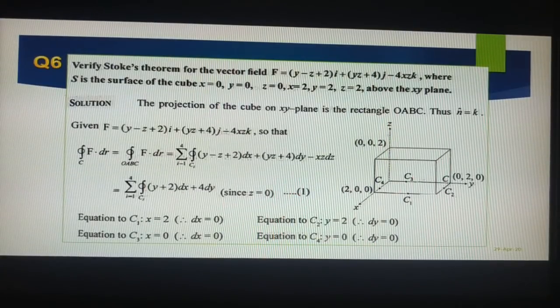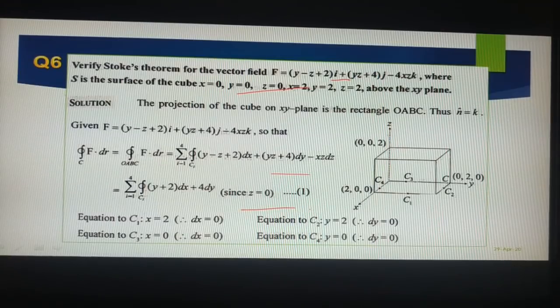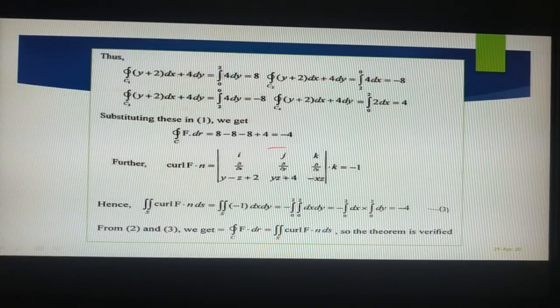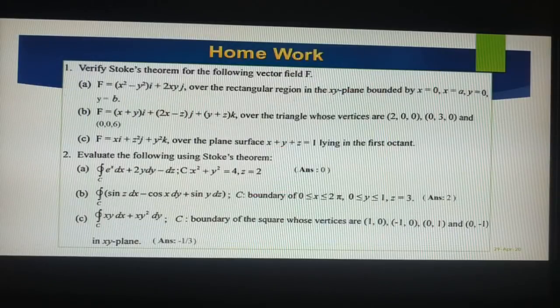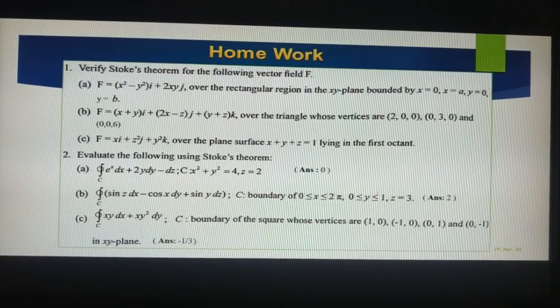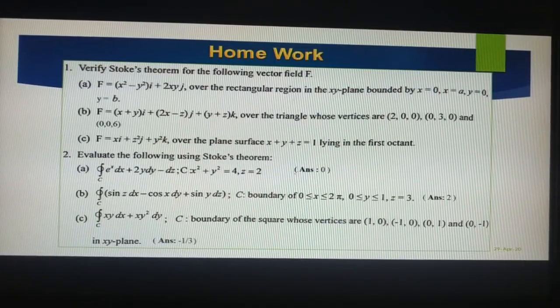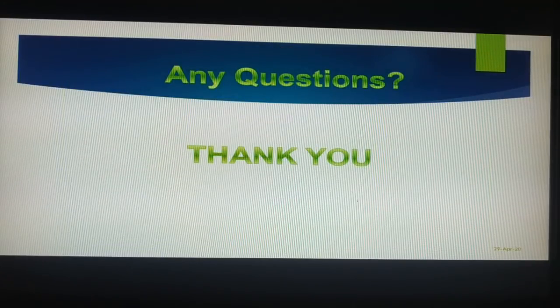Without doing them, don't think that you know everything. This is also similar to your fifth problem. Please do it, and if you have any doubts, you can ask me. So you have some homework problems. Go ahead, and if you have any doubts, post them, and I will clear all your doubts. Thank you.